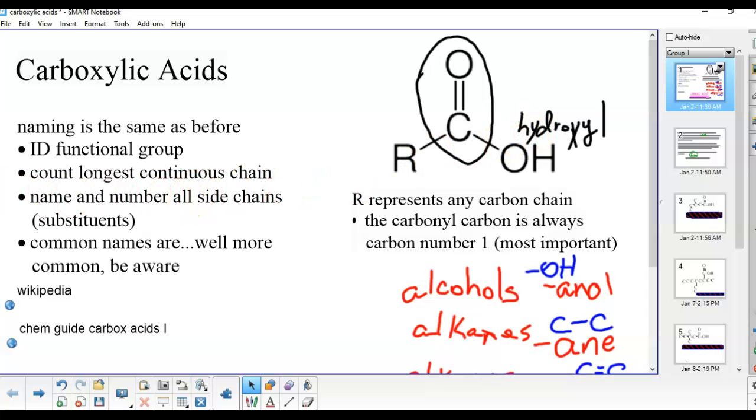Okay, we're still going to use the same rules for naming them. Count the longest continuous chain, but this carboxyl group is the most important part, and this is always going to be carbon 1. So let's take a look at naming them, and then we'll come back and look at these links.